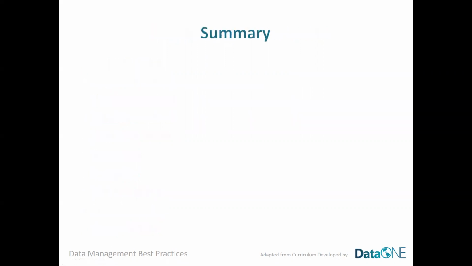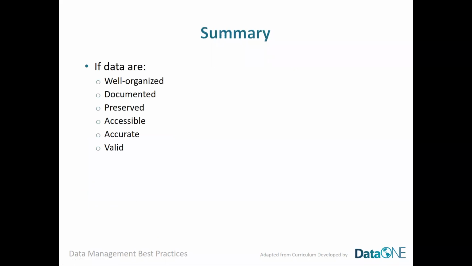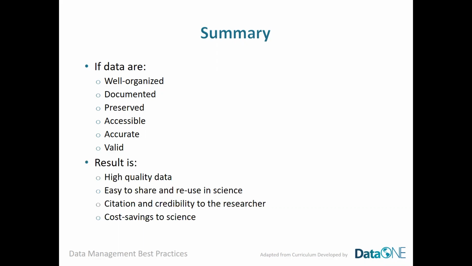So in summary, the goals of effective data management are to get data that are well organized, both within the files themselves and the groups of files. You want to make sure they're documented adequately with metadata, preserved for future reuse, accessible by others for that reuse, and accurate and valid. And if data are all these things that I just mentioned, then you will have high quality research data that is easy to share and reuse in science.